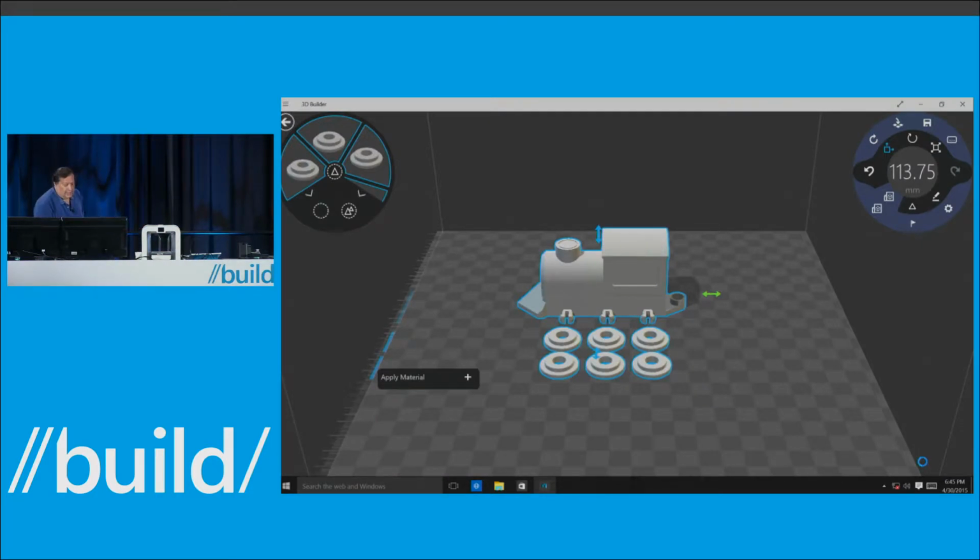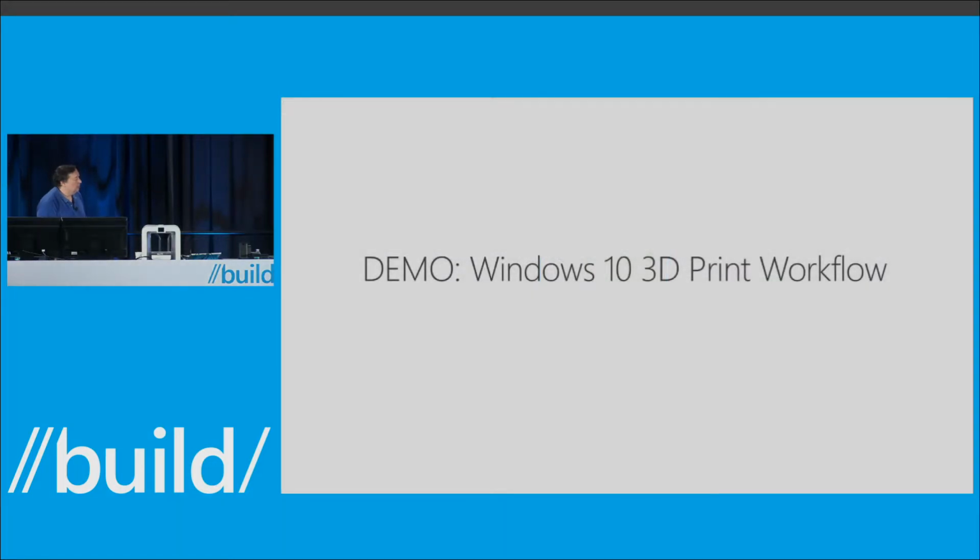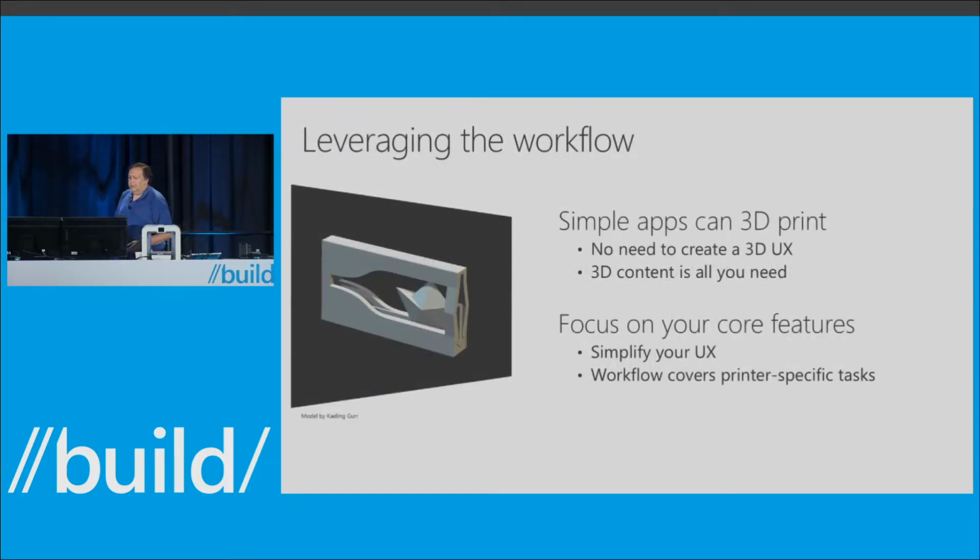Okay? So that's a little demo of the direction we're heading with Windows 10. In Windows 8, we barely tolerated the printing. And now in Windows 10, we've really fleshed it out to give people control. So that's all really cool. But what does that mean to you as a developer? What that means is we've done the heavy lifting.